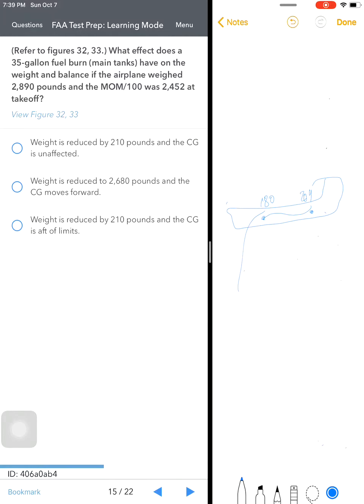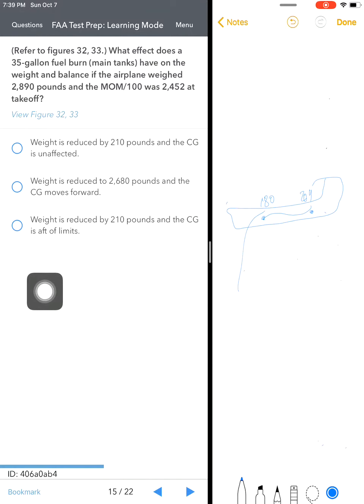So the next question, 15th: What effect does a 35-gallon fuel burn from the main tanks have on the weight and balance if the airplane weighs 2890 pounds and the moment is 2452 at takeoff?